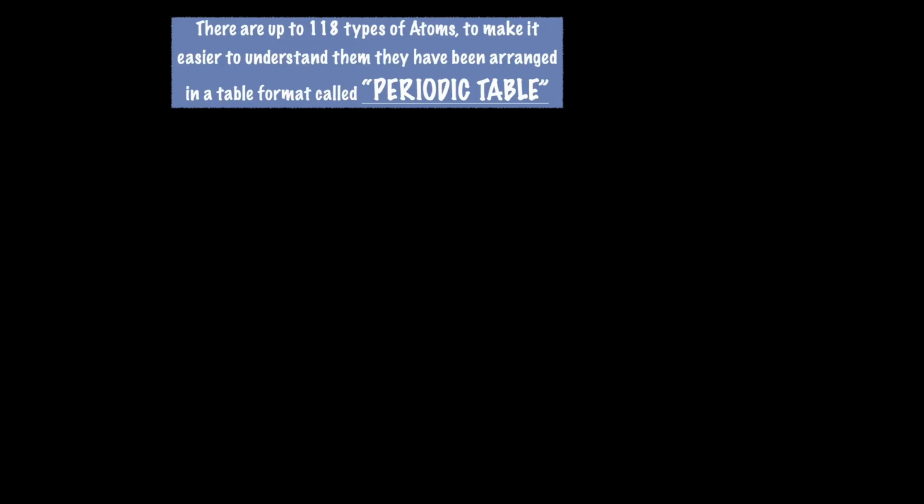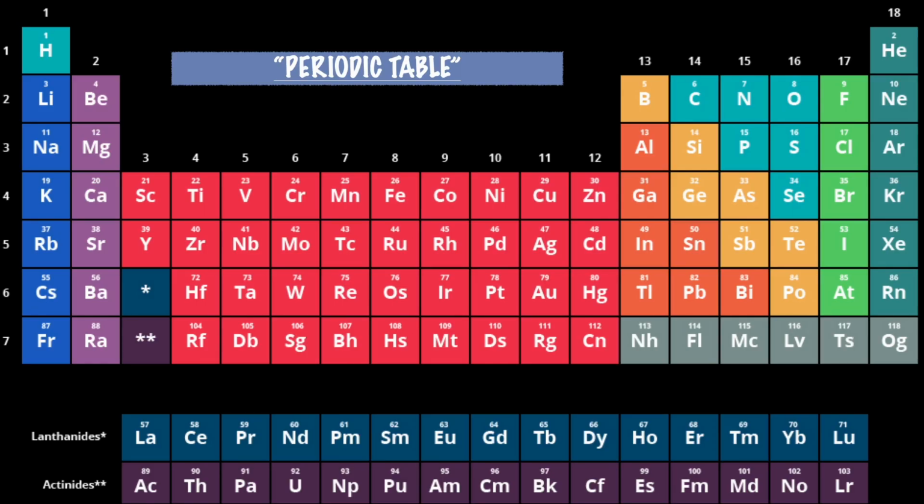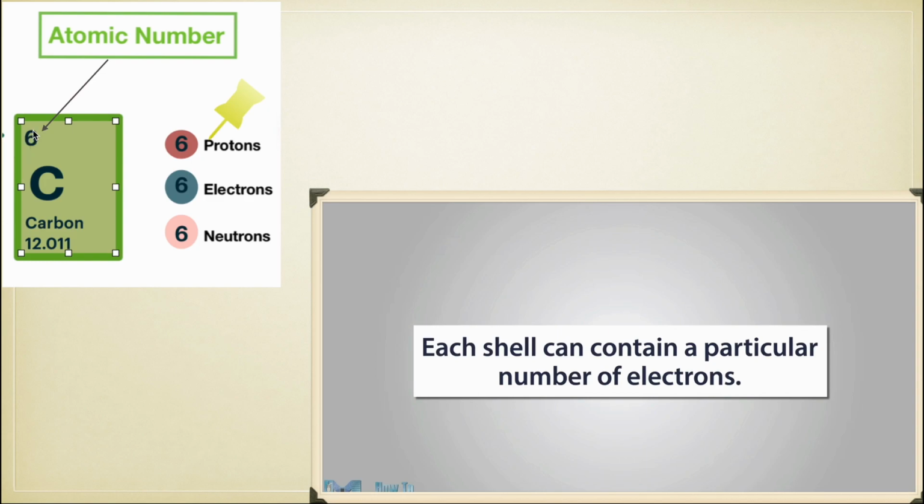There are up to 118 types of atoms. To make it easier to understand them, they have been arranged in something called a periodic table. This is a periodic table with all the elements arranged in rows and columns. Let's see an example of one atom, the carbon atom with the number 6. This number represents the atomic number of this particular atom. The number that you see on the top is called the atomic number. An atom with atomic number 6 has 6 protons, 6 electrons, and 6 neutrons.